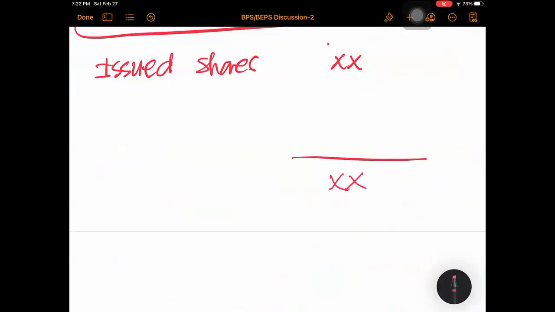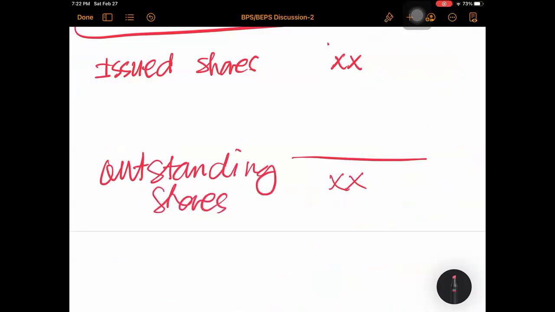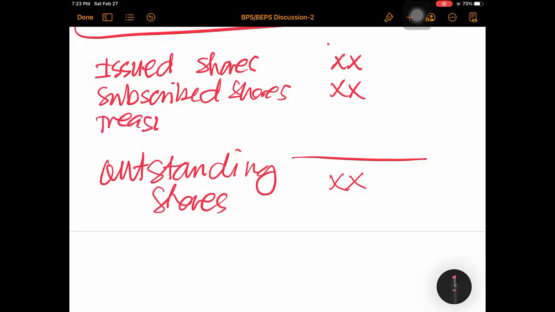How do we compute the outstanding shares? Pila? Unsaon? Issued shares plus the subscribed shares, tapos, okay, minus the treasury shares. That is your outstanding shares.